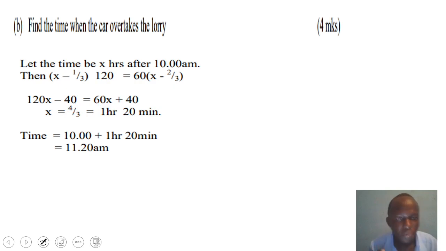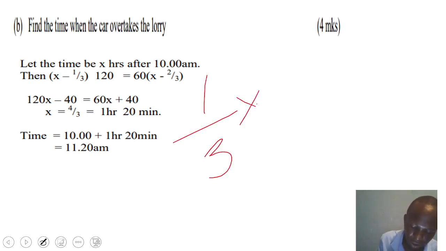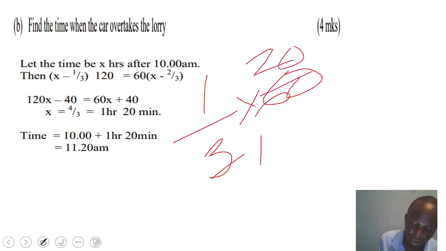On to the solving of the solution. It is found that the value of x is 4 over 3. Once again, when you key it in the calculator, you will get 1.333. This is how we convert: 4 over 3 is the same as 1 and 1 over 3. So take 1 over 3 times 60, and you get 20 minutes. So that is 1 hour 20 minutes.